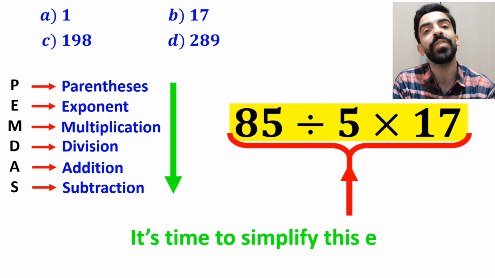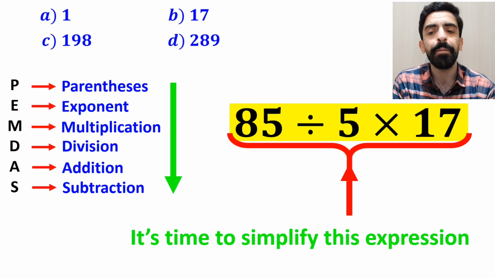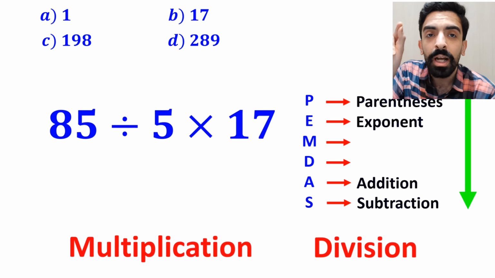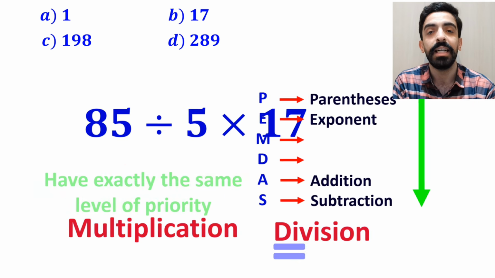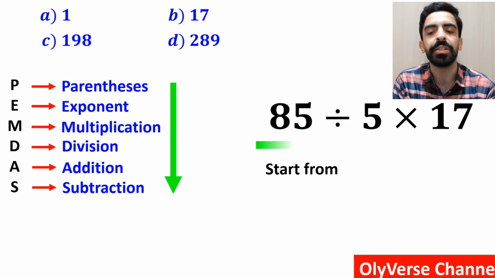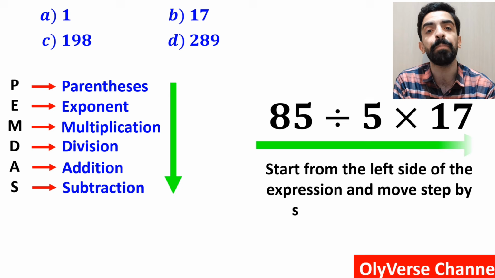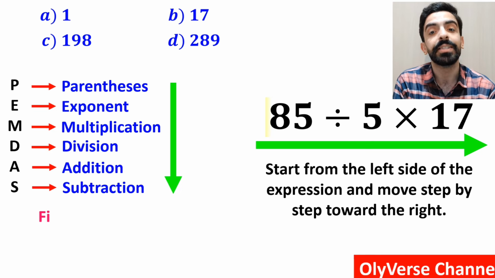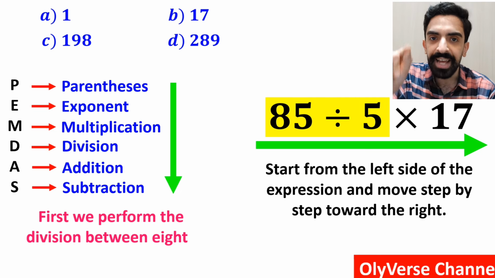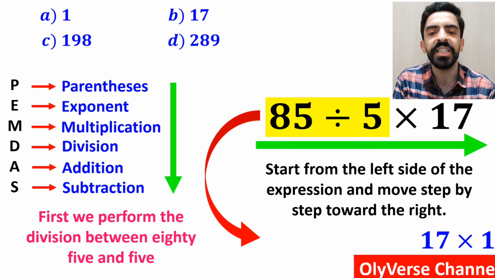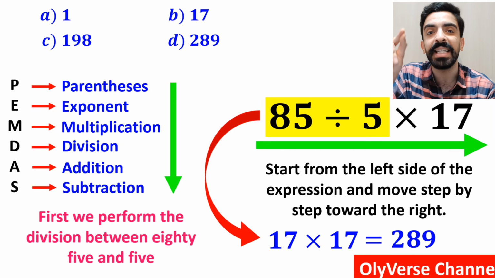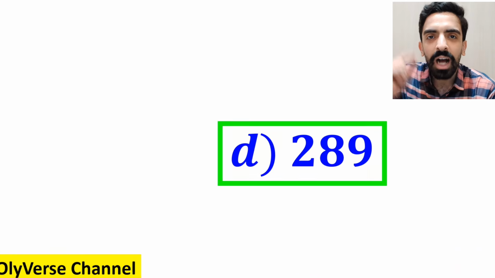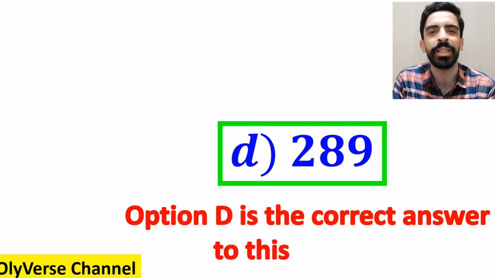Now, it's time to simplify this expression. It's very important to note that in the PEMDAS rule, multiplication and division have exactly the same level of priority. In this case, all we need to do is to start from the left side of the expression and move step by step toward the right. So, first we perform the division between 85 and 5, which simplifies this expression to 17 multiplied by 17. And finally, the value of this expression is equal to 289. Therefore, option D is the correct answer to this question.